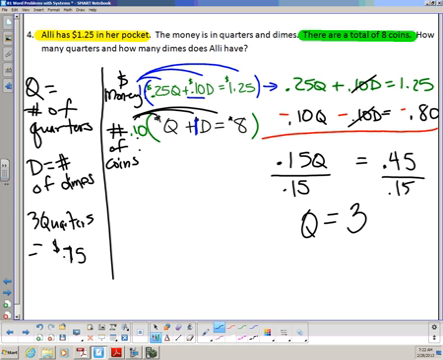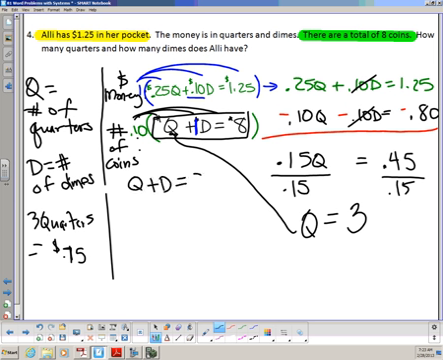Now I need the number of dimes. So I'll go back to my original system that I set up. I'll pick the Q plus D equals 8, because that's easy. So now we're going to plug the quarters back in. And so Q plus D is 8. 3 plus 5 is 8. Sorry. 3 plus D is 8. I had the answer in my brain, and I just wrote it out. And so we'll subtract 3, and D is 5.